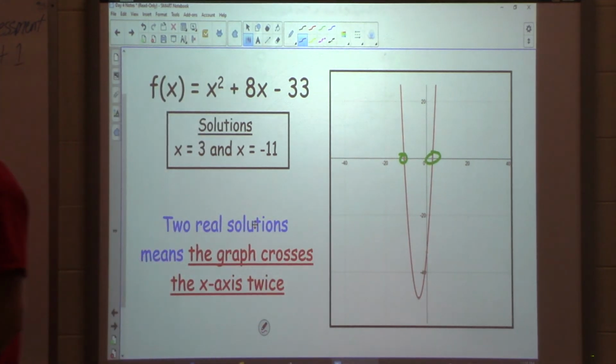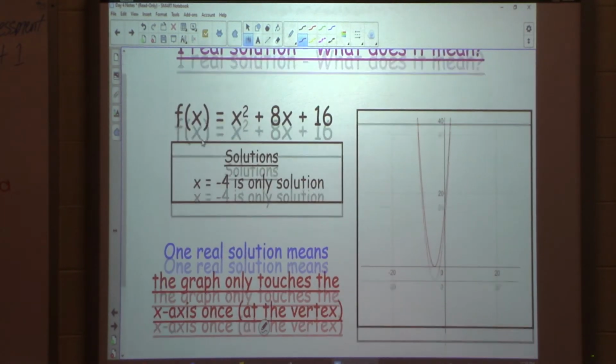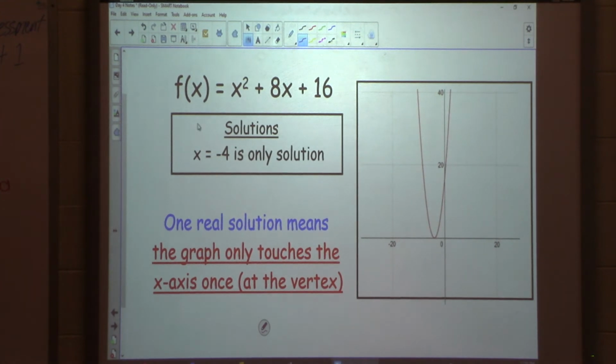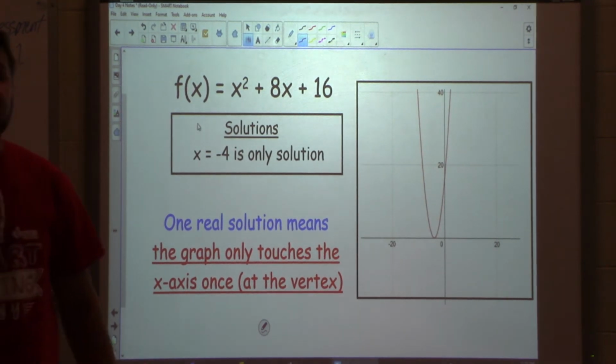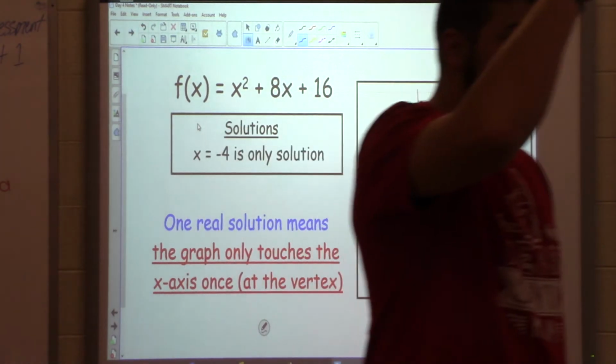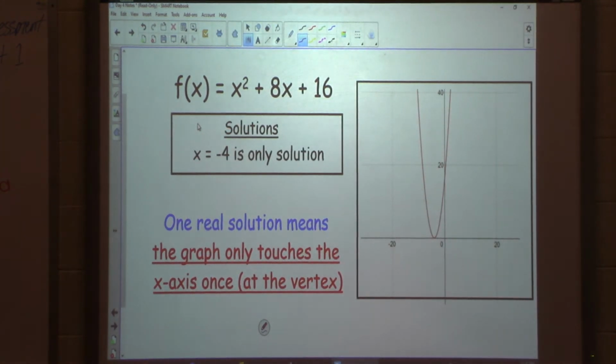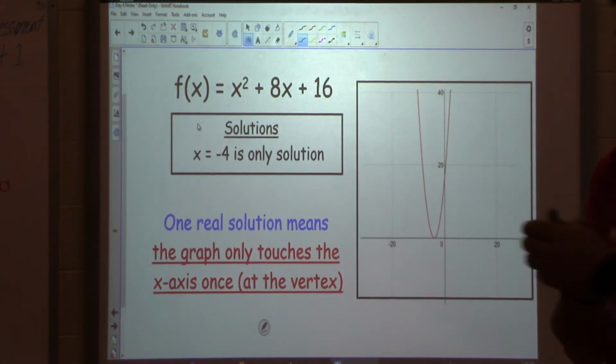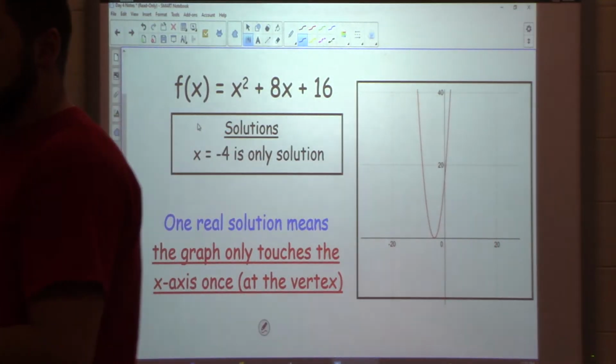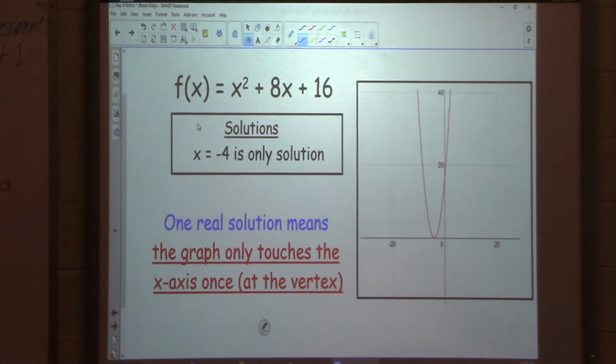But we're dealing with a parabola, so can a parabola cross the x-axis and then never come back? No. So what's going to happen is if I have 2 real solutions, 2 real means it hits it twice. 1 real means it touches the x-axis at the vertex. Right? So every time it hits the x-axis, I have a real solution. So 2 reals means it crosses it. 1 real means it's just going to touch it and then start going back up.